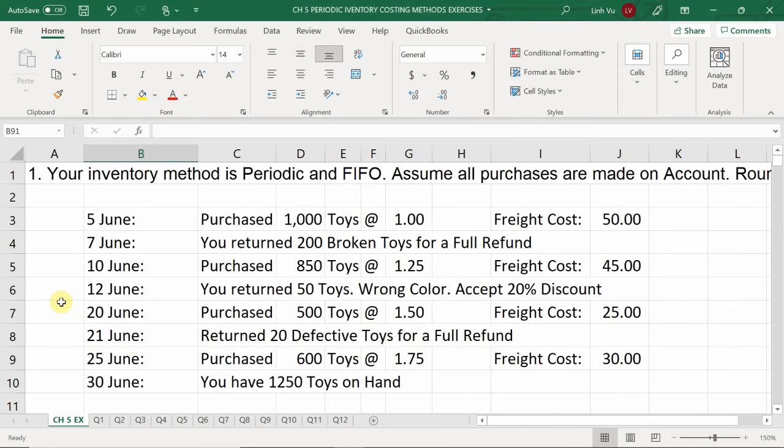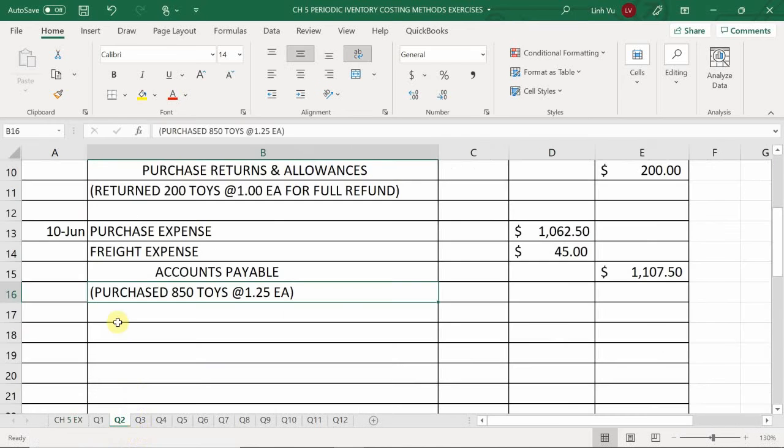On June 12th, you end up returning 50 of the toys. They were the wrong color, but we were willing to accept a 20% discount. Okay. So this is the allowance part, right? We're attempting to return something, but instead of getting the full amount back, we get a portion of the money back. So in this case, you're attempting to return 50 toys because they were the wrong color, but you're willing to accept a 20% discount. So how do we figure these numbers out here? Or in this case, how do I journalize it?